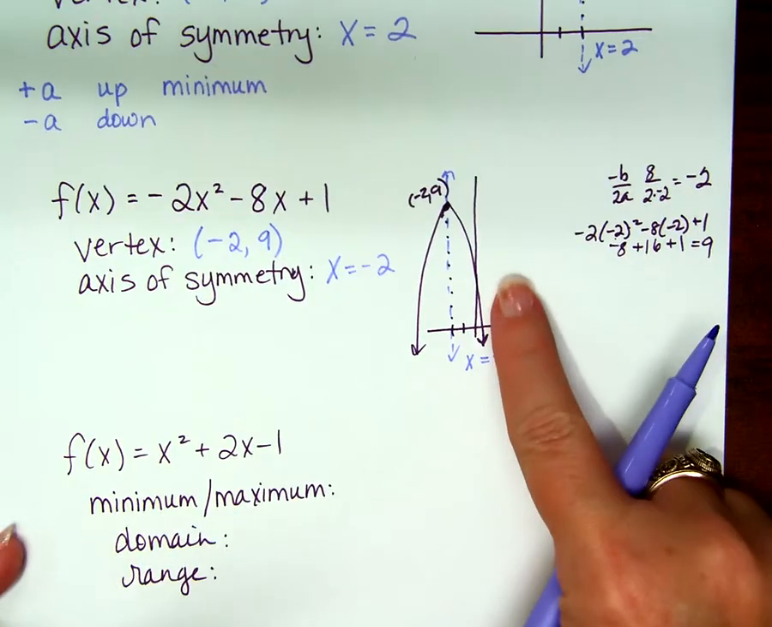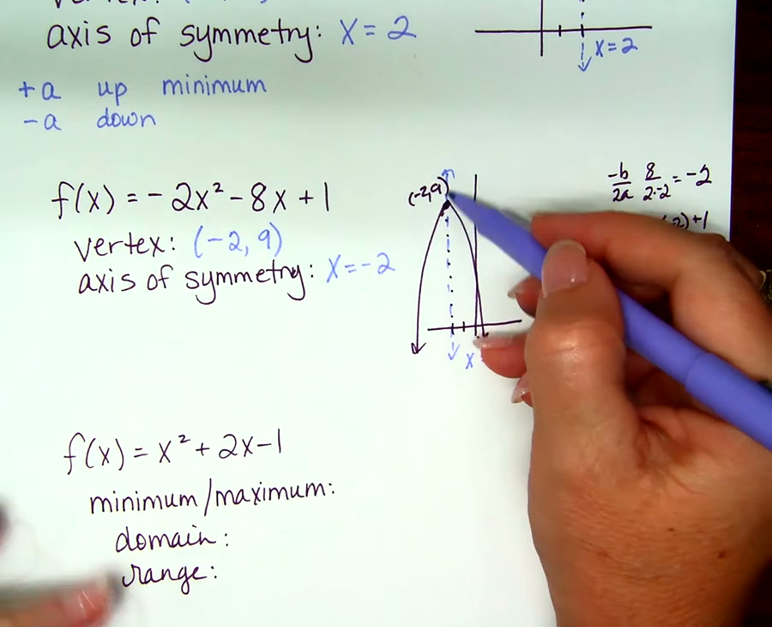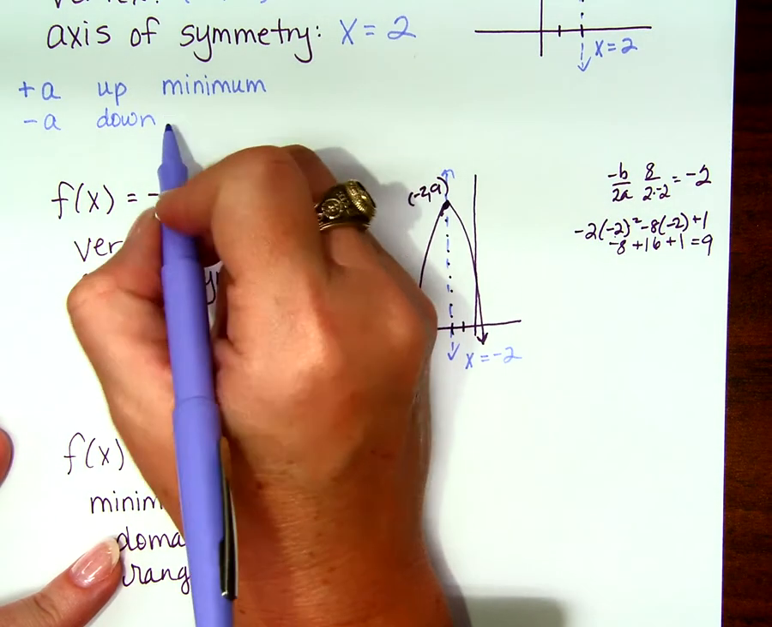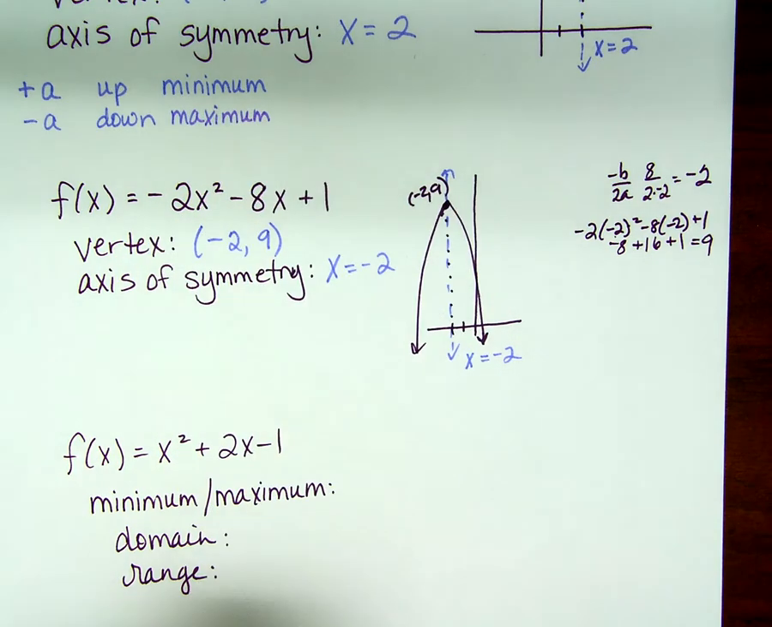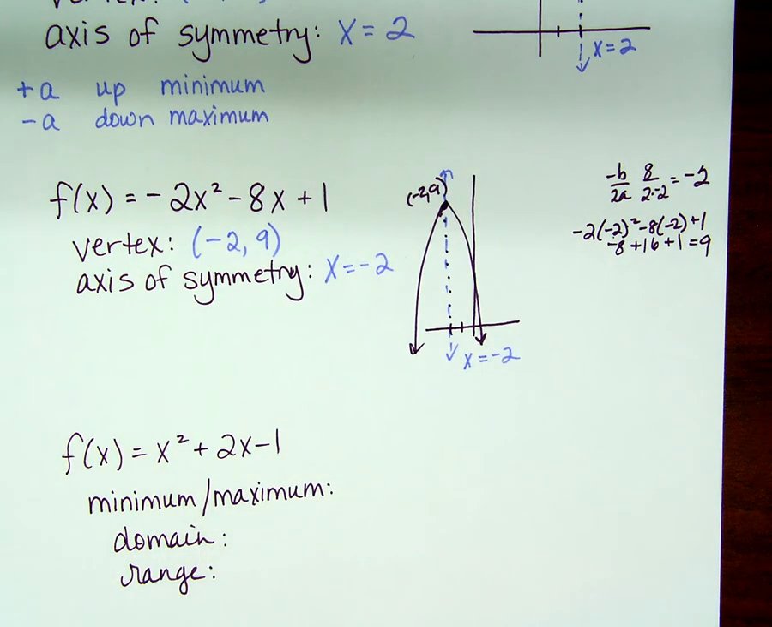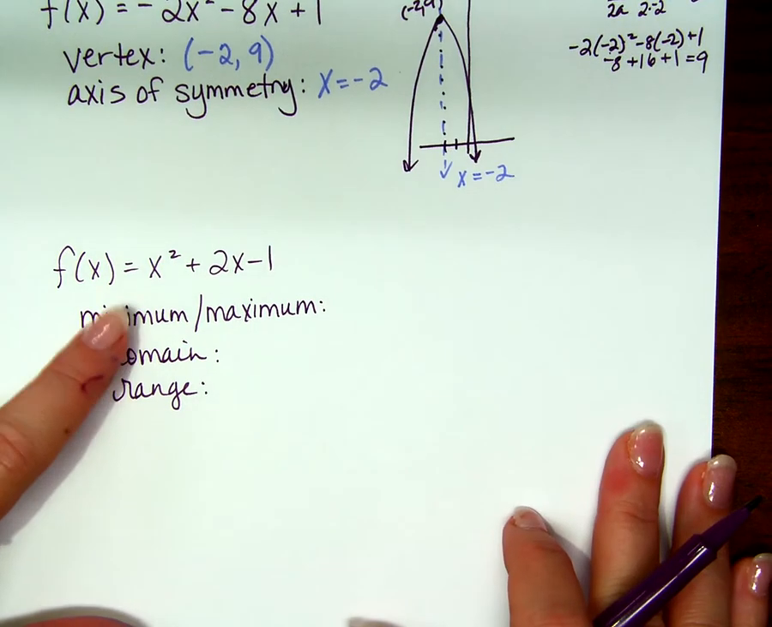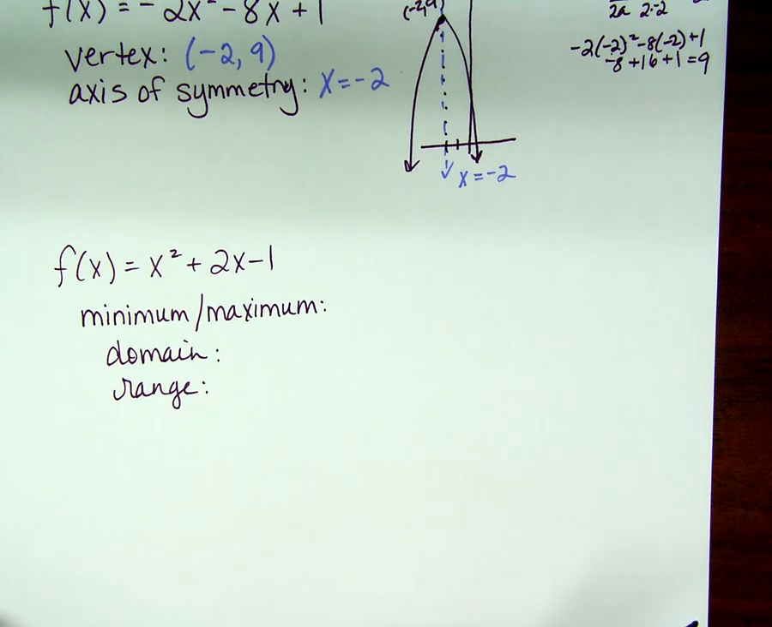If I have a parabola like this that's opening down because a is negative, this point is going to be the maximum. But either way, both of those points are still the what? It's the vertex. So I'm still finding the vertex. They're just calling it something different. They just want you to know it means the same thing.